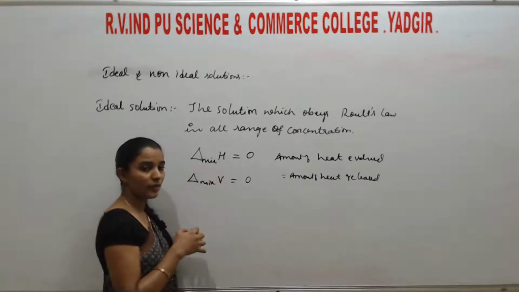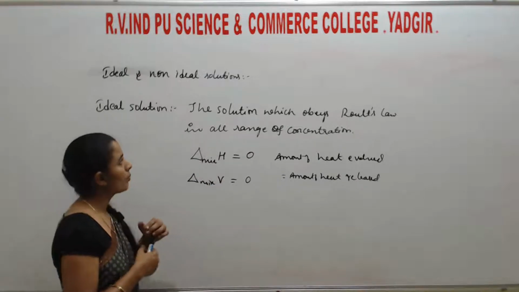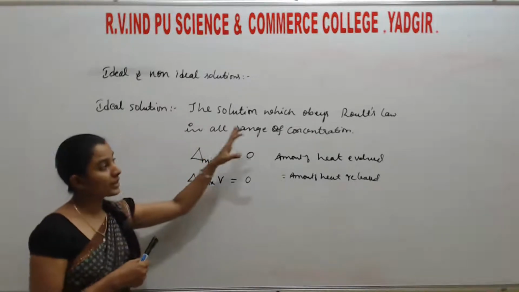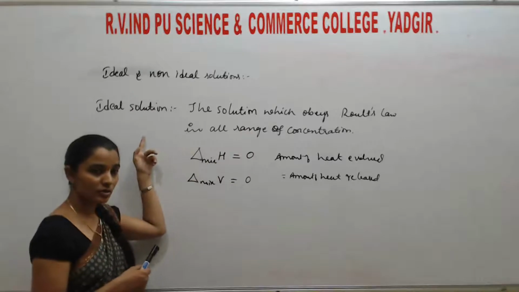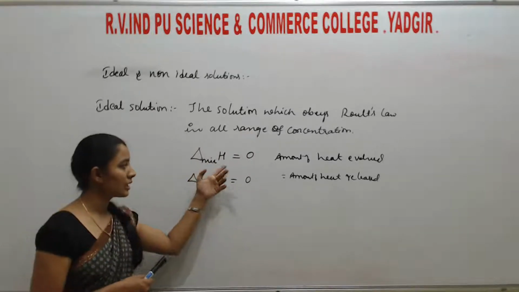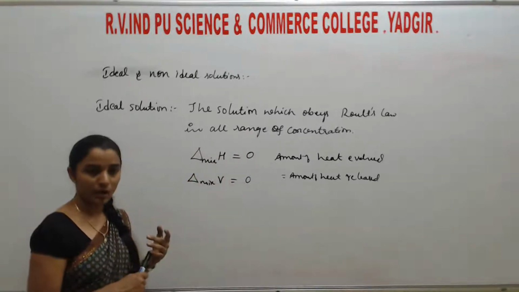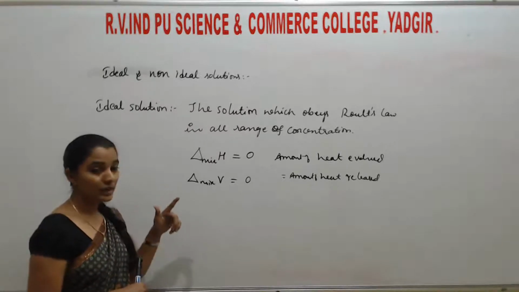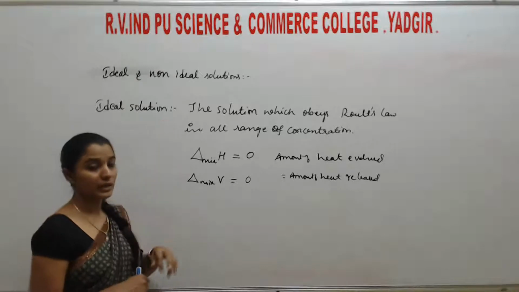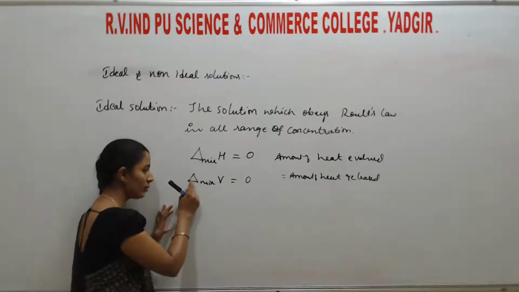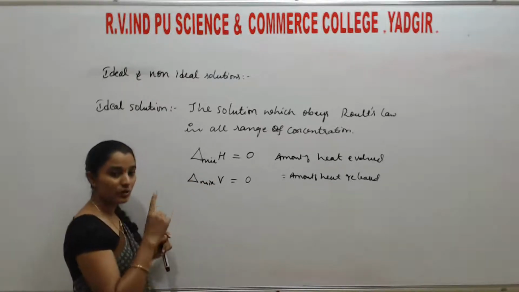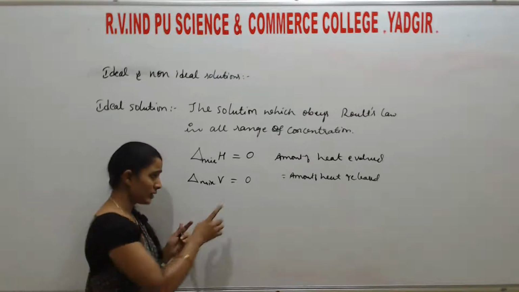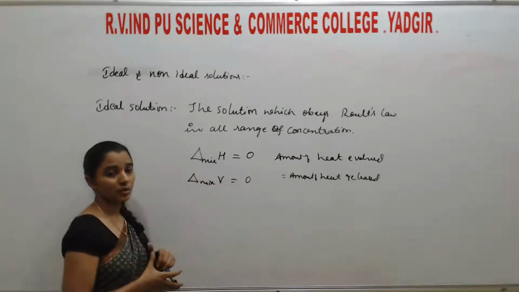When two volatile components are mixed and obey Raoult's law, they are called ideal solutions. For the ideal solution, delta H, the change in enthalpy, is 0, because heat is neither evolved nor released during its formation. Similarly, the change in volume is also 0 for ideal solutions.